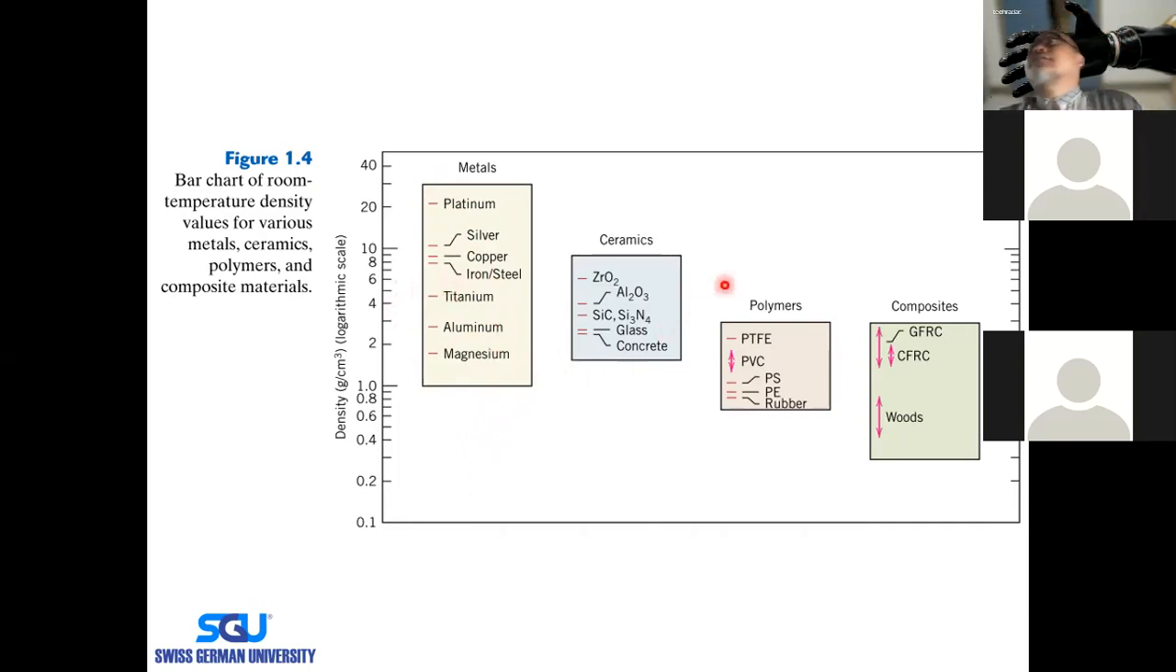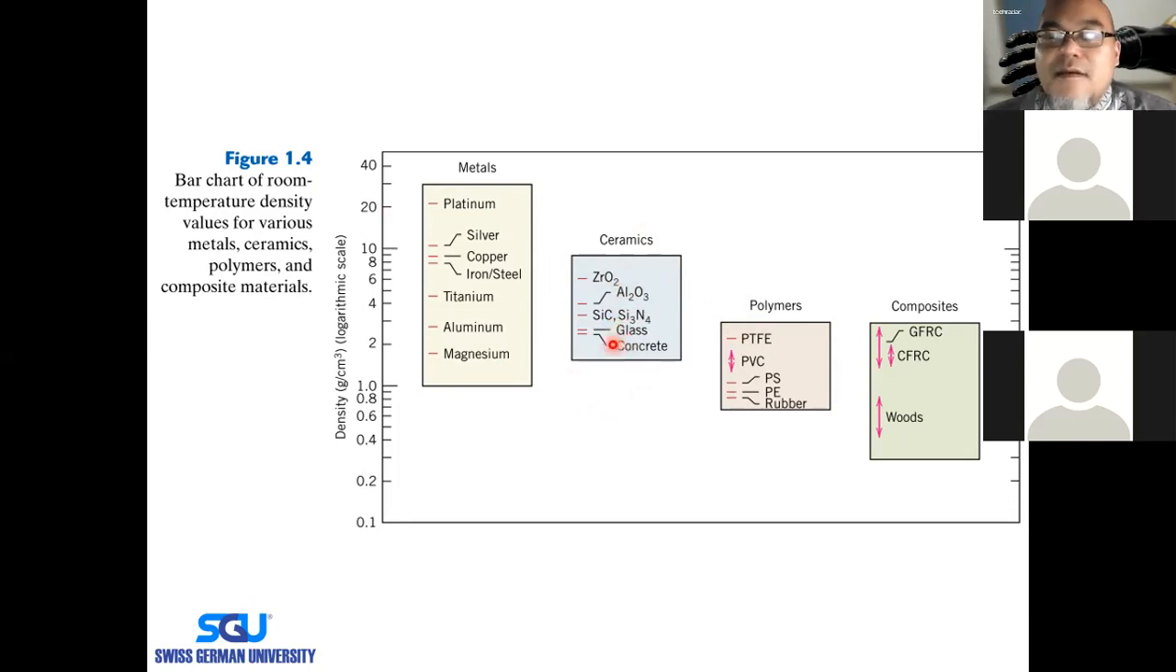Then we have silver, copper, and iron. Then ceramics has a narrower variation of density. Among the highest density is zirconia, the zirconium oxide. Then we have alumina, silicon carbide, and silicon nitride. This is one of the hardest, but hardest doesn't mean also the highest density. You have to later differentiate between density and other mechanical properties of the material.